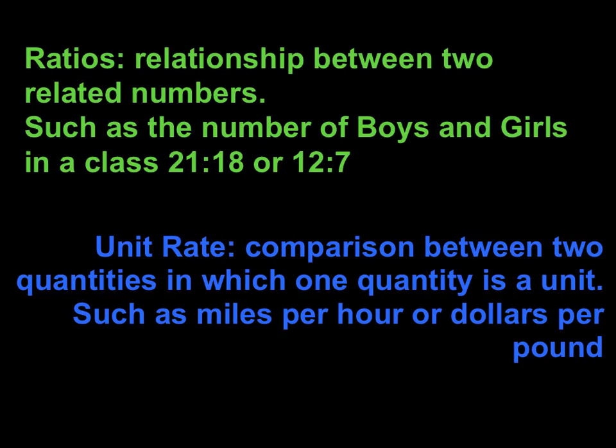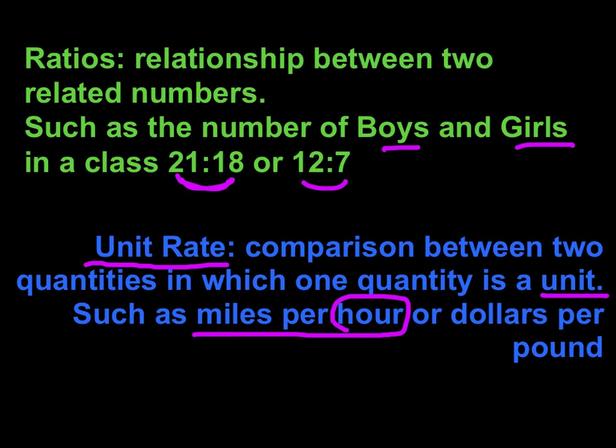Ratios are the relationship between two related numbers. Here I have got a couple of examples where we are possibly comparing the number of boys in a class to the number of girls in a class. So this ratio is 21 to 18, or here we might have 12 boys in a class to 7 girls in a class. Unit rate is a comparison between two quantities in which one quantity is a unit. So two examples of that are miles per hour or dollars per pound.